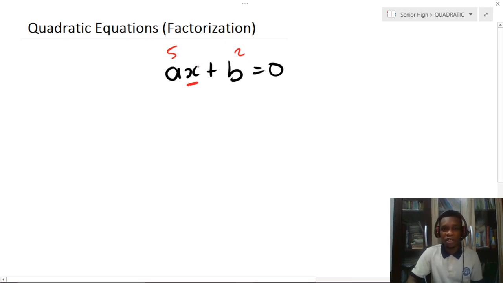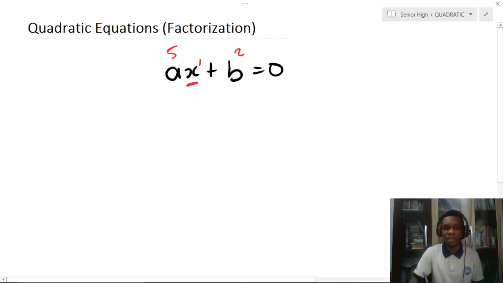And notice something, my x has a power of 1. Is that okay? Now, this is what we call a linear equation. A linear equation is known by majorly two things. One, it is an equation. That's correct. It's an equation.